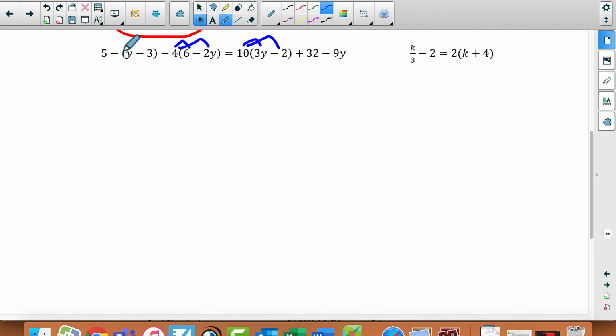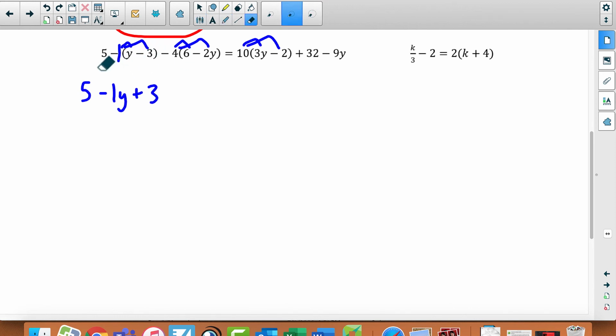You could think of those as brackets. If you put a 1 after that negative sign or that minus sign, you can also think of this as being distributive property as well. So we have 5. Now, negative 1 times y. That's negative 1y. And negative 1 times negative 3. Well, negative times a negative is a positive, and 1 times 3 is 3.